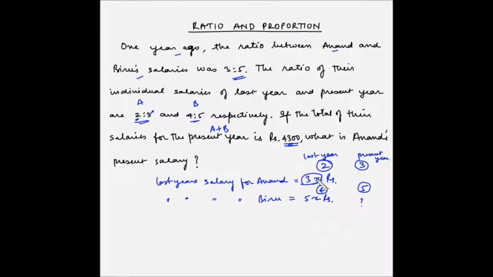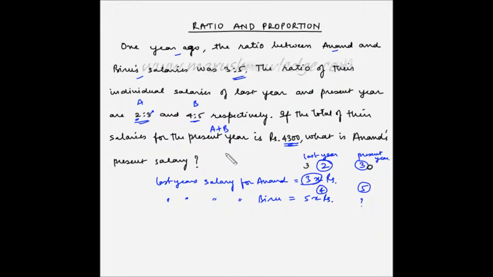So we had established that last year's salary for Anand is 3x rupees and last year's salary for Biru is 5x rupees. And the ratio of Anand's salary for last year to present year is 2:3, and the ratio of Biru's salary for last year to present year is 4:5. Now let's say we want to change this ratio for Anand so that last year's value is 3, and then we have to find out what will this portion become.